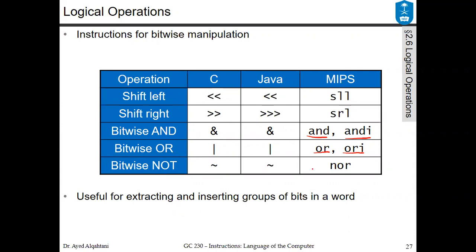The NOT, we will use the NOR. We know that if you want to implement the NOT using the NOR, you could use the NOR this way, and you make both inputs the same inputs of the inverter. So use the NOR to implement the bitwise negation.